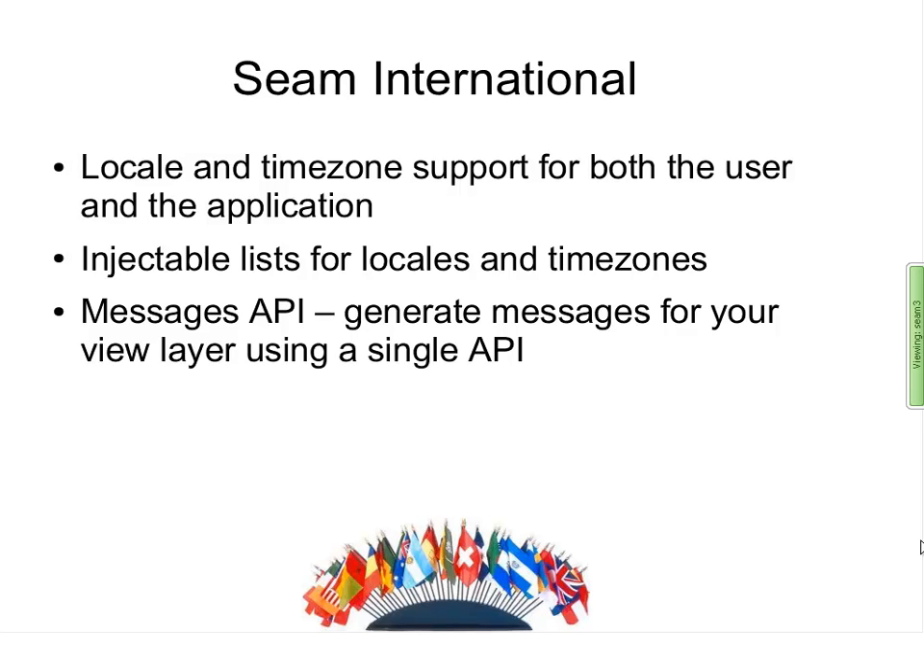Seam International also has producer methods that allow you to inject a list of locales and time zones into your own beans. And what I think is one of the nicest things that this module provides is the Messages API. This is an abstraction layer for creating messages that need to be displayed in your user interface. Instead of having to create messages for the particular view layer that you're using, you can just code to the Messages API and it will do the conversion automatically for you.